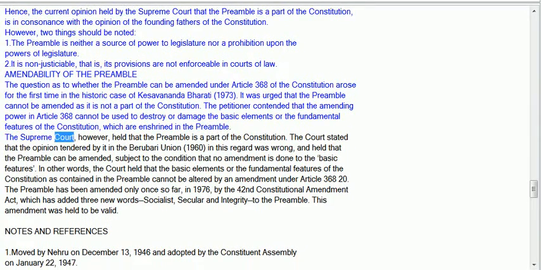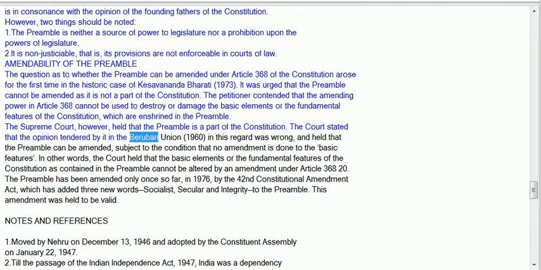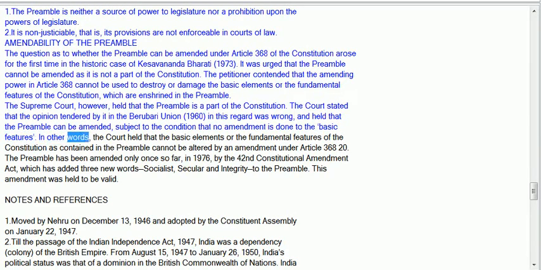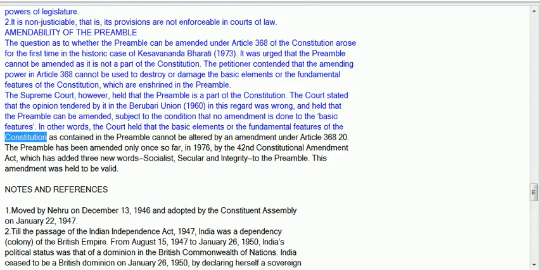The Supreme Court, however, held that the preamble is a part of the Constitution. The court stated that the opinion tendered by it in the Berubari Union, 1960, in this regard was wrong, and held that the preamble can be amended, subject to the condition that no amendment is done to the basic features. In other words, the court held that the basic elements or the fundamental features of the Constitution as contained in the preamble cannot be altered by an amendment under Article 368.